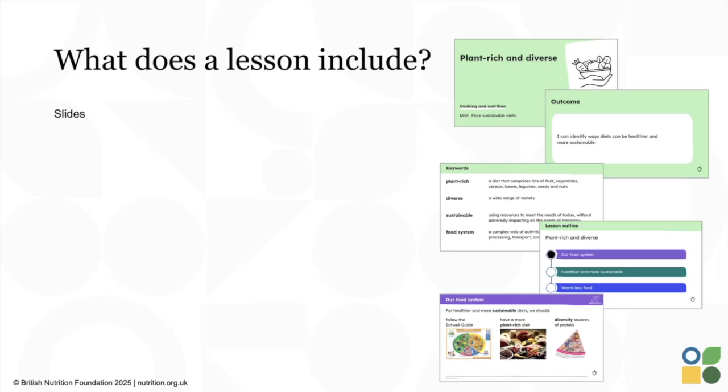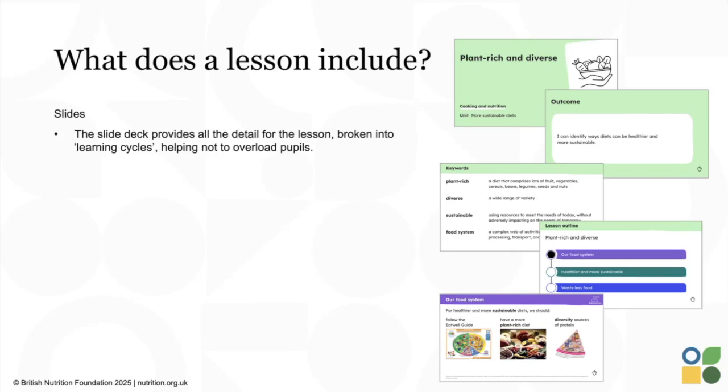So what's included? Well, I've mentioned the slide decks. So the slide decks provide all the detail for the lesson, and they're broken into different learning cycles. And the reason for that is so that we don't overload pupils, that cognitive load. Also, there's information that starts with the pupil outcome. So you can see one on the right-hand side here. And that one here, it says, I can identify ways diets can be healthier and more sustainable. So that's what they're going to achieve by the end of that lesson.